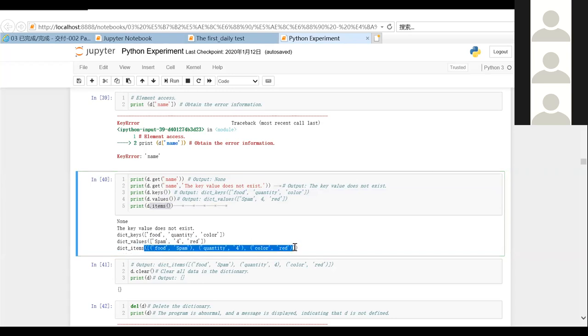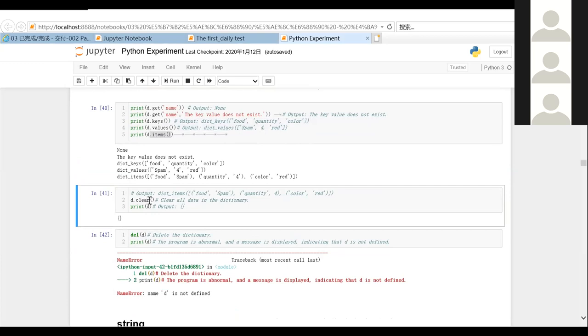The output is a list, and in the list, every element is a tuple. And in every tuple, we get a key and a value.